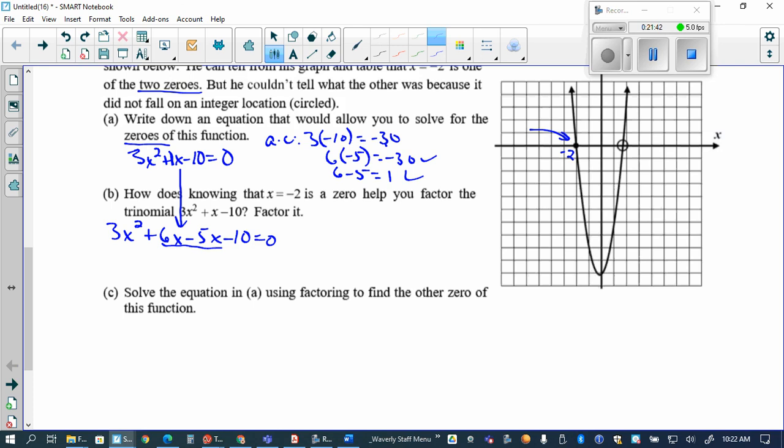Isn't this 1x? What's 6 minus 5? Okay, that's the 1x. I just split it up into 6x minus 5x, and that stayed the same. Okay? So this is what we learned a while ago, the AC method. Now we factor by what?